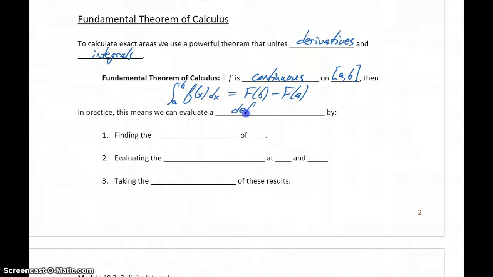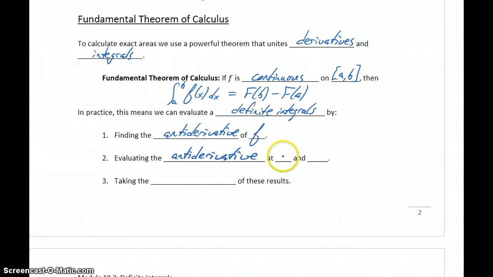So in practice, to calculate definite integrals, we first find the antiderivative of our function lowercase f. We evaluate that antiderivative at both a and b, so the lower bound and the upper bound for our definite integral, and then we take the difference of those two results, which again is expressed by capital F of b minus capital F of a.